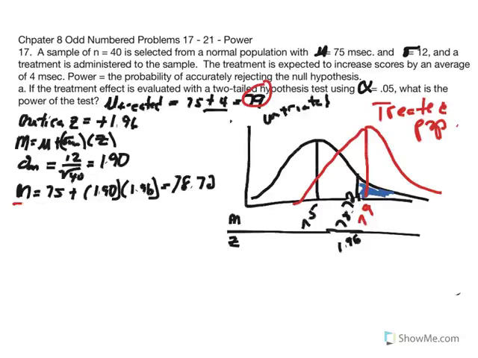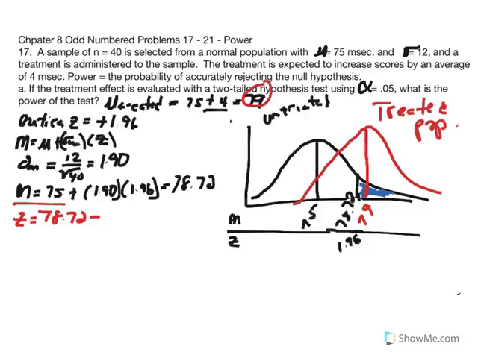So the next step, I'm going to denote this differently. I'm going to keep writing in red so that we know we're talking about the treated population. So I'm going to convert that sample mean into a z value. So I'm going to take 78.72 and subtract the mu, but again, not the mu of the untreated.